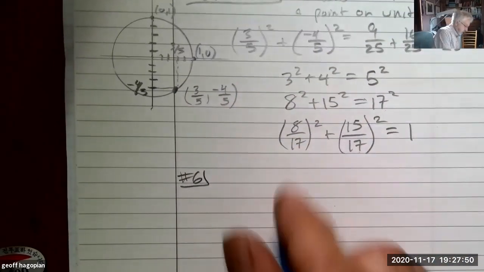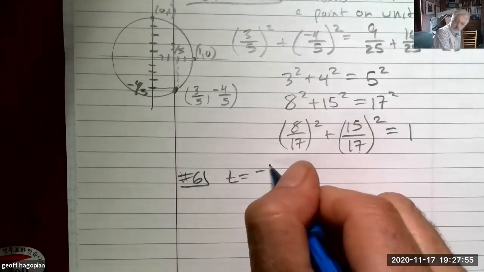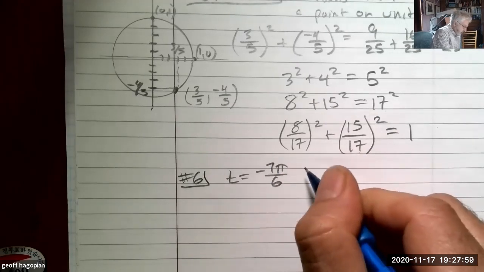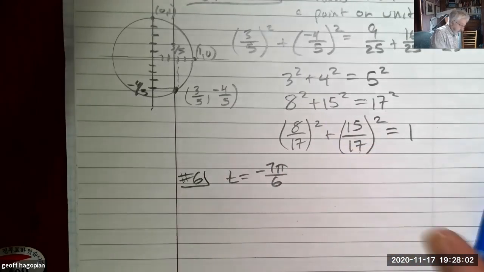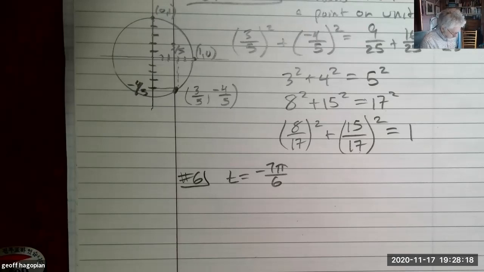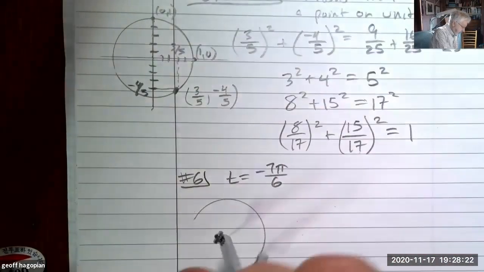And we're going to say we're given that T is -7π over 6. That means we're going clockwise. Where are we on the circle? I'm going to pull out my lead here a little bit. Okay. And let's dial up our position.